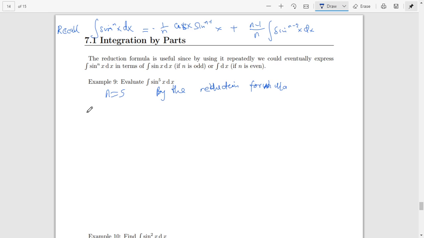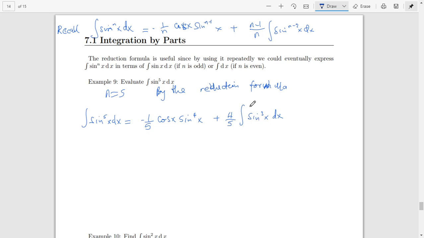N equal to 5, so my integral of sine to the power of 5 of x dx is going to be equal to minus 1 over 5, which is minus 1 over n, cosine of x sine to the power of n minus 1, which is 5 minus 1, which is going to be 4, x, plus n minus 1 over n will be 4 over 5, integral of sine to the power of n minus 2. 5 minus 2 is 3, so I'm just going to have sine cubed x dx.